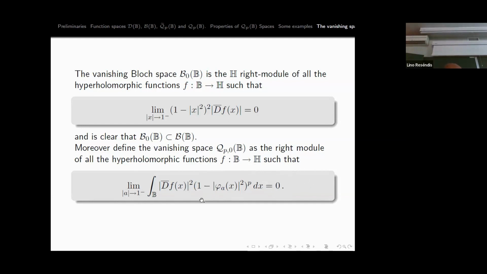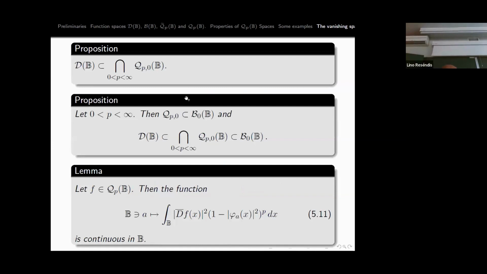Here, that means the following. Now the weight function keeps total control of the growth of the d bar of f in average, of course, because I consider this integral. It's possible to prove, for instance, that the Dirichlet space is a subset of all these intersections. We can consider the intersection of all vanishing spaces in the unit ball, and the Dirichlet space is a subset of this space.